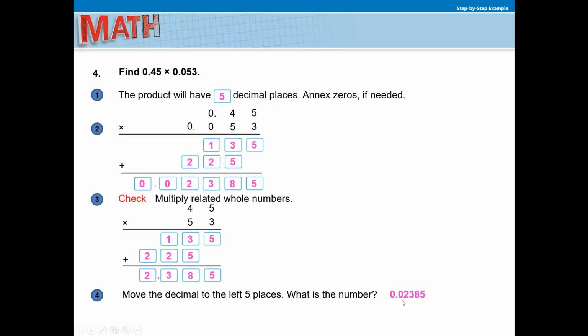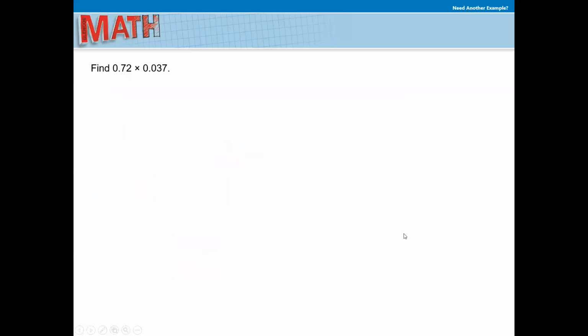Let's try to read this. Tenths, hundredths, thousandths, ten-thousandths, hundred-thousandths. So I have 2,385 hundred-thousandths. Practice reading that decimal. Is the answer the same? Yes. Check. Here's another example.